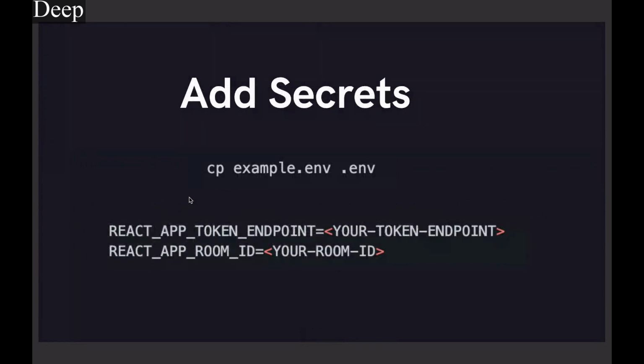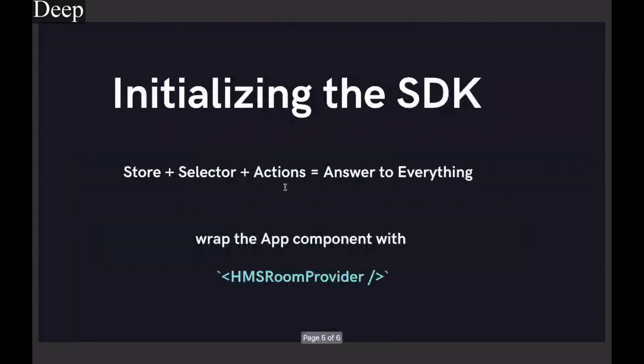As Tushar explained in the last session, you have to go into the developer section and get your client secret. We'll be needing 2 of our secrets: first your token endpoint, and the app room ID. So how can you add them in your application? If you run the script cp example.env .env, it will create a .env file for you, and you just have to add your respective token endpoint and your room ID, and then you're good to go.